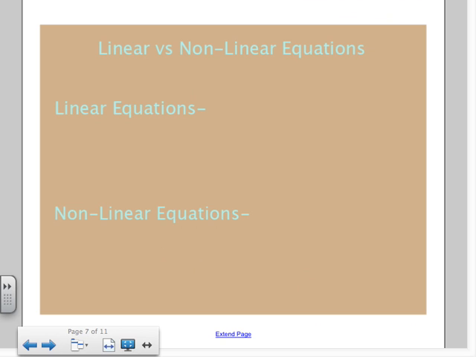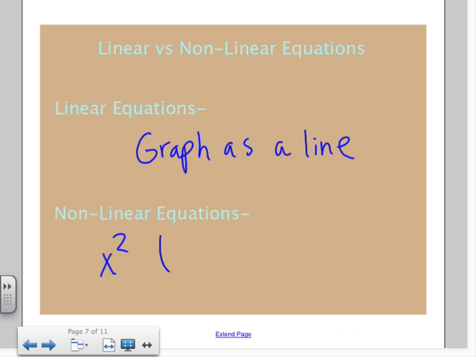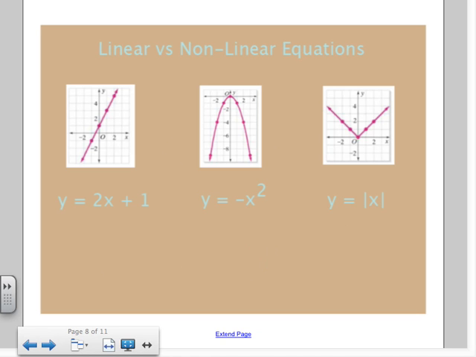All right, so we've talked about linear equations versus nonlinear equations. Linear equations will graph as a line. And nonlinear equations, if they have exponents, will graph as a U. And if they have absolute value bars, they will graph as a V. So just looking at these, you can see which would go with which.